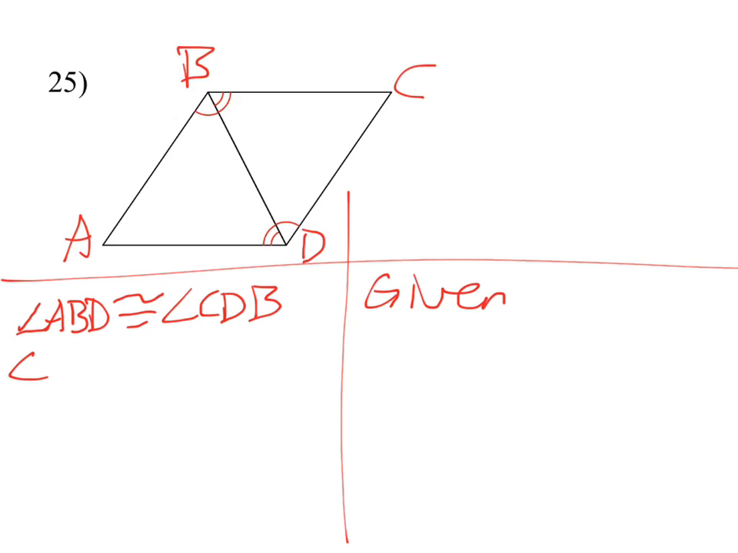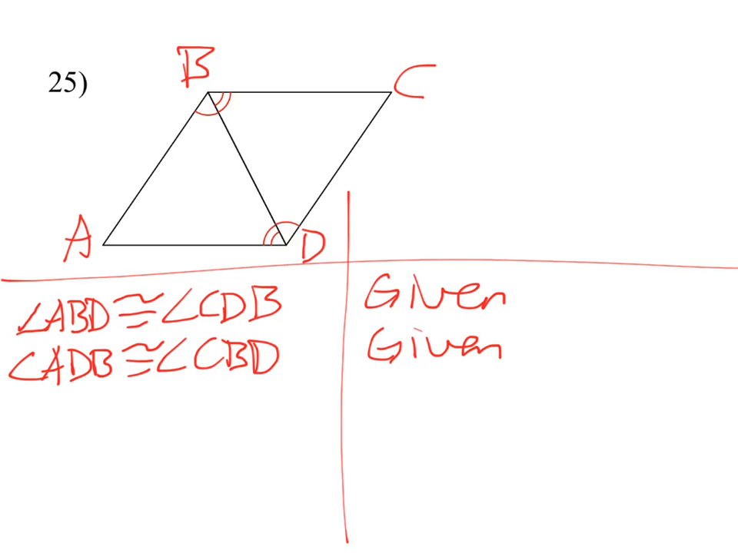And the other angles, the ones with two arcs, are also congruent. That's ADB and CBD. Angle ADB is congruent to angle CBD. That's a given, it's right on the graph. And I know this middle side, I can add a congruence mark, as BD is congruent to itself because of the reflexive property.